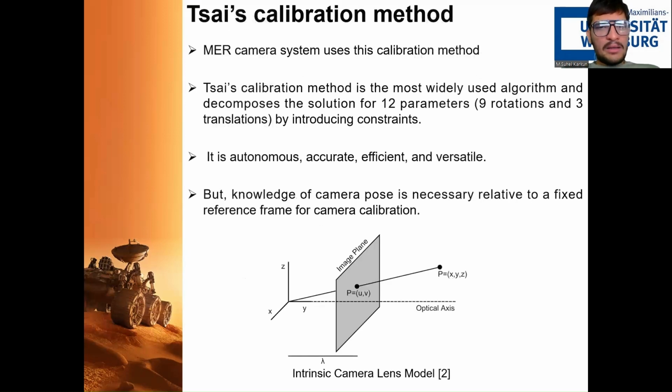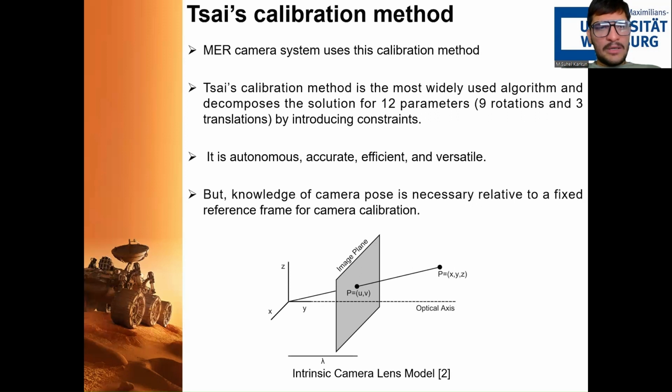There are many methods available for camera calibration, but the Tsai calibration method is one of the most used and most common methods for camera calibration. This method has also been used for Mars exploration rover camera system calibrations. The Tsai calibration method is the most widely used algorithm and decomposes the solution for 12 parameters by introducing different constraints.